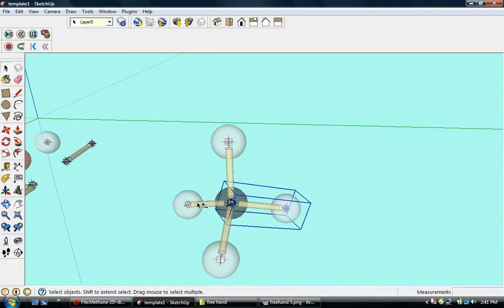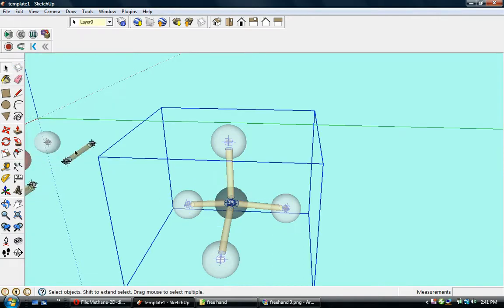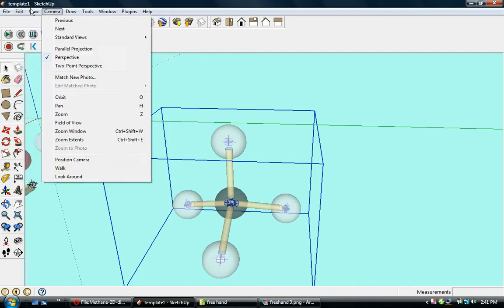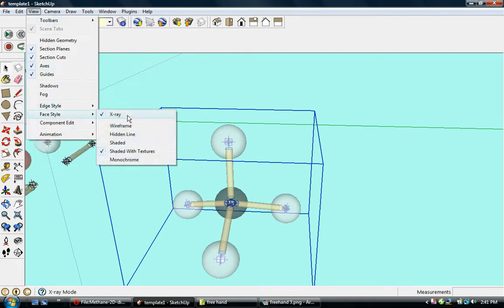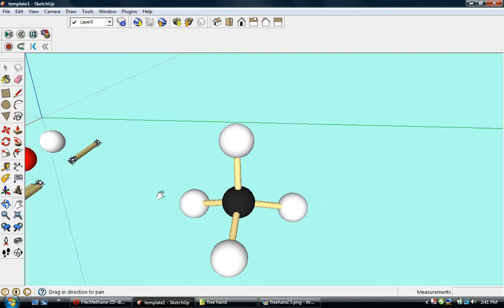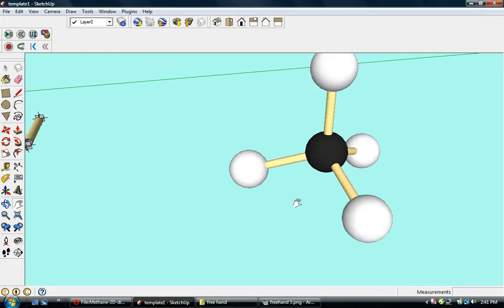And now let's select all these items so that we can make a group. And now we have a methane group. And we will turn off X-ray. Click somewhere else so we get rid of the box. And there is our model of a methane molecule.